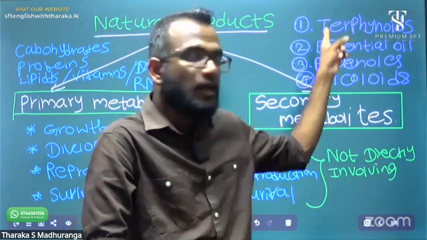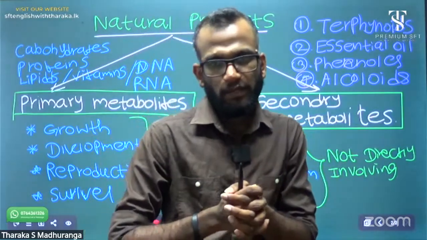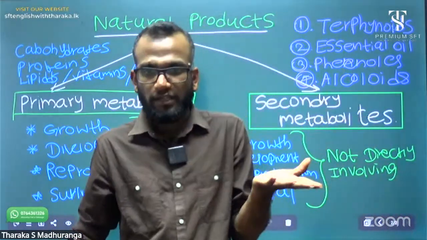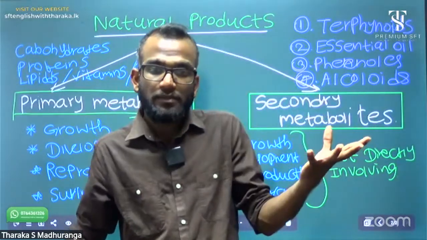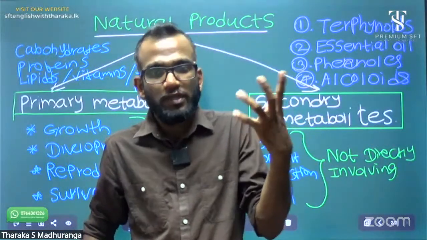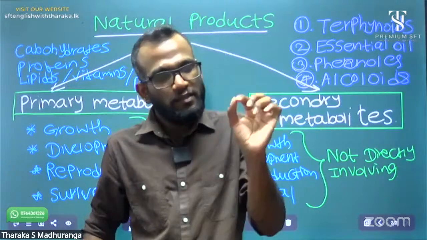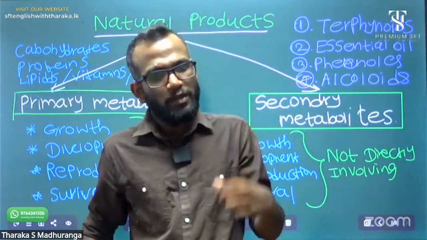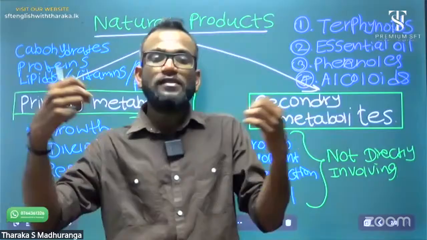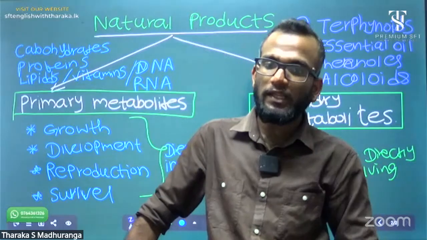I will explain the secondary metabolites one by one. I just want to explain the difference first. They are not directly involved, but they have some advantage to the plant. For example, the rose flower contains a specific smell due to a secondary metabolite, citronellol. This citronellol is not directly involved in growth, development, or reproduction, but it has some advantage. What is the advantage? It's insect interaction, right? It's important to interact with favorable insects.